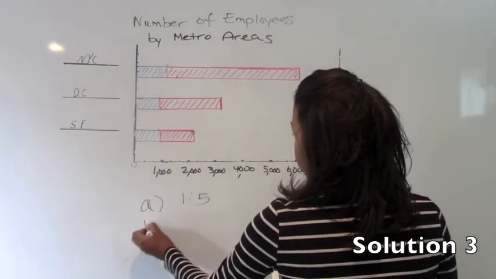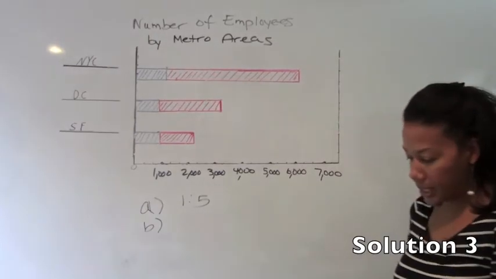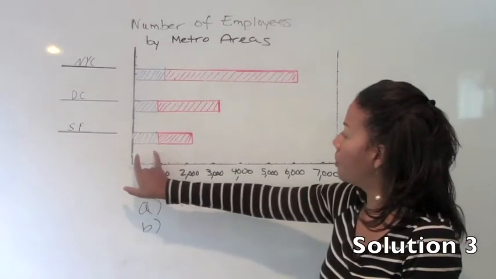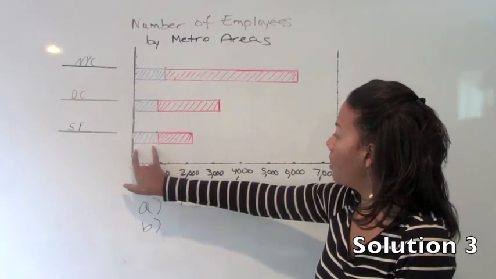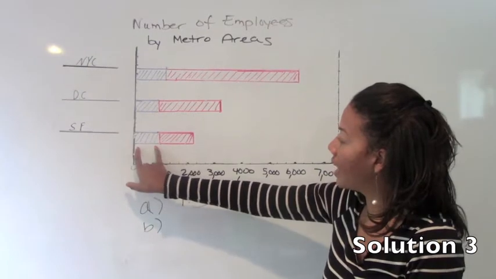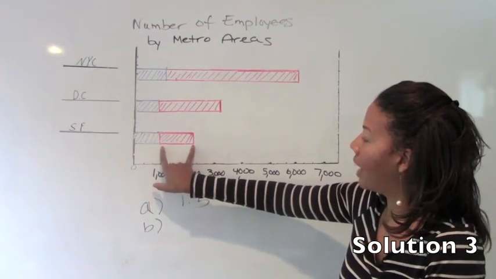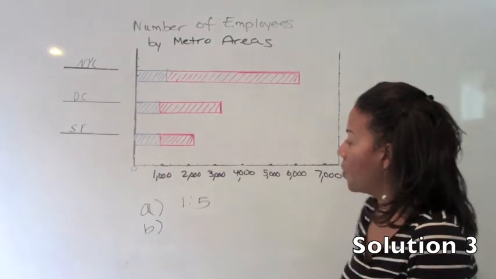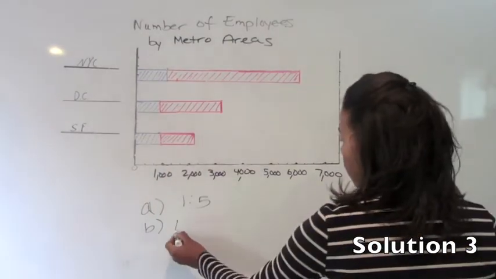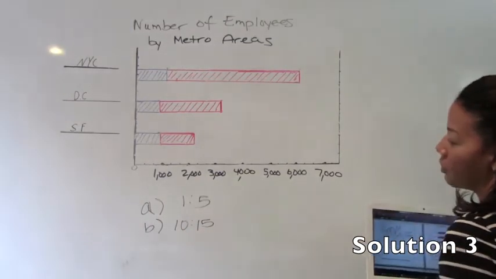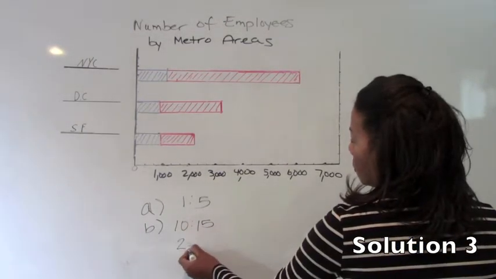Then for B, it's going to be similar. They want part-time to full-time in San Francisco. So part-time to full-time is about 1,000 to 2,500. So if this is 1,000 and this is 2,500 minus 1,000, so it's 1,000 to 1,500. 1,000 to 1,500 can be reduced to 10 to 15, which can be further reduced to 2 to 3.